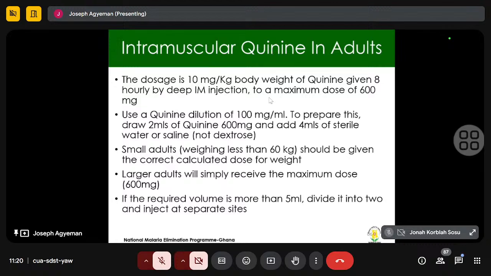Right. So, what's the question again? The question is, you want to dilute the stock solution, your starting solution, so that we can get a final volume in which each mil will contain 100 milligrams. That is what we can give per IM to the adult patient. So that's your 2 mil containing 600 milligrams. How do we dilute it to what volume, so that each mil of that final diluted solution will contain 100 milligrams? That is what is recommended.